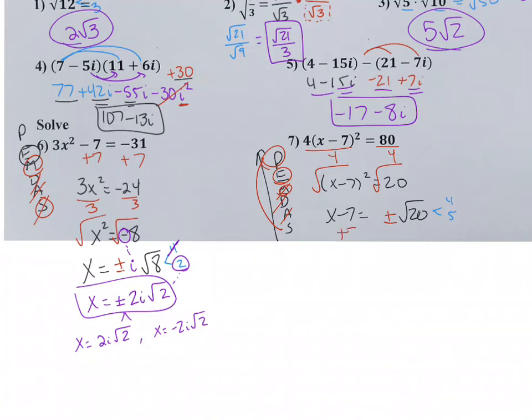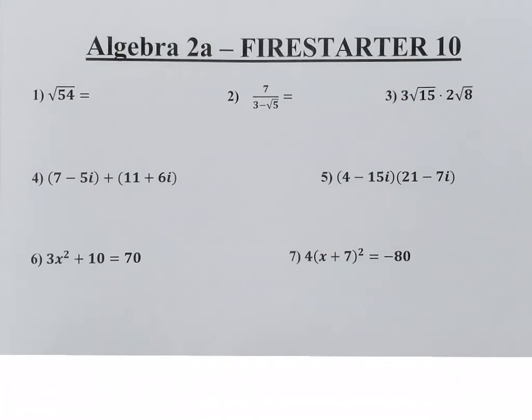I'm going to add 7 to both sides. So I end up with x equals 7 plus or minus, this 4 turns into this 2, and 5 stays in jail forever. And that's it.